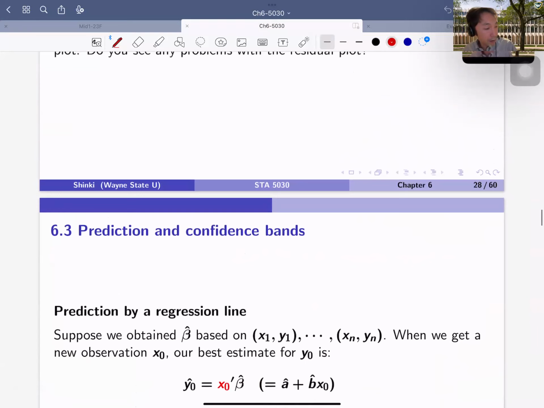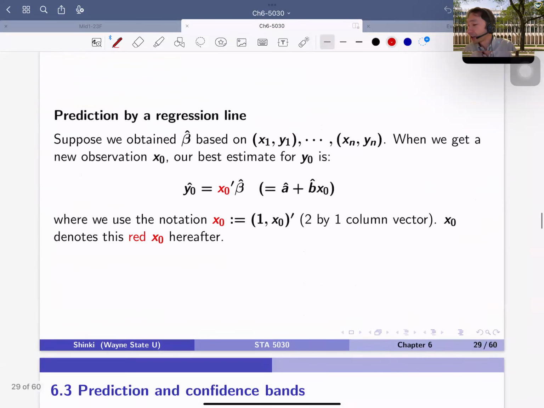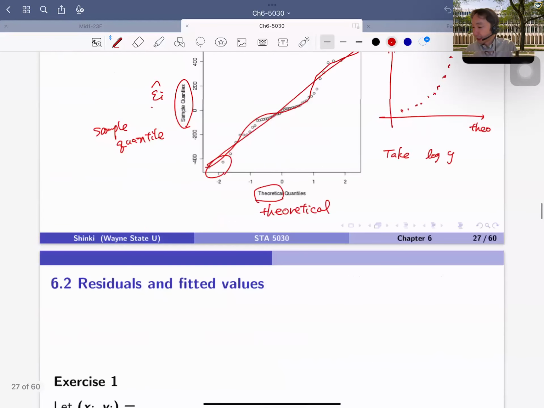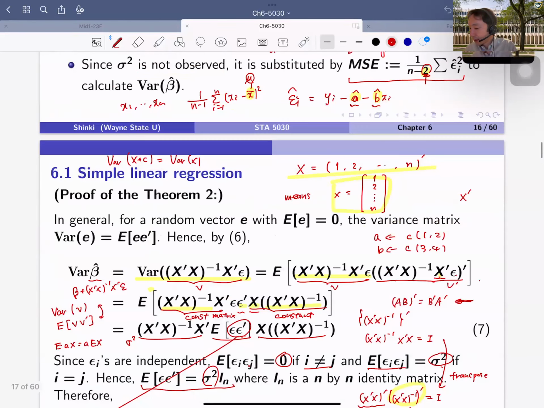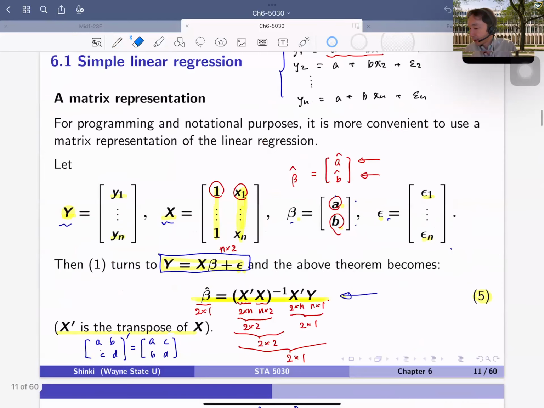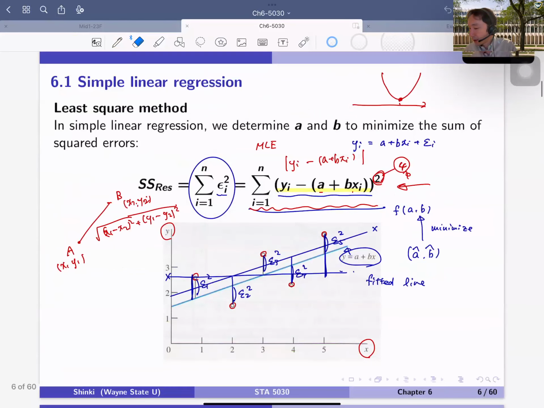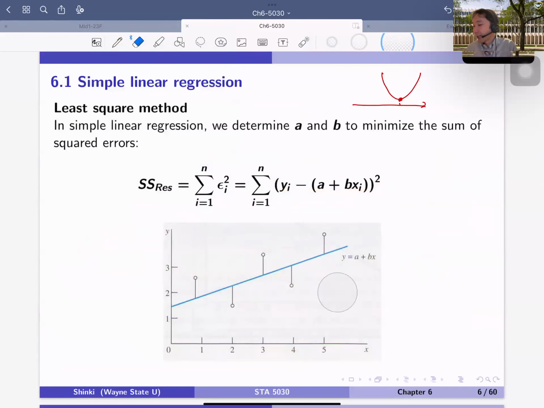Since maybe last Tuesday we started linear regression. So linear regression is again like this. We have basically X and Y. We only have one univariate x. So we want to explain y by x. So y is equal to a plus bx plus epsilon. And we learned how to determine a and b.